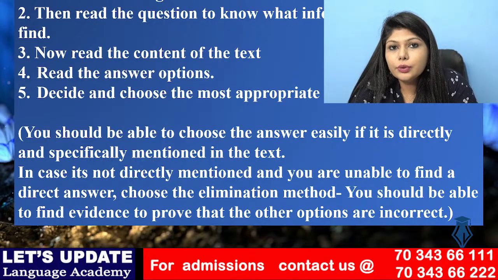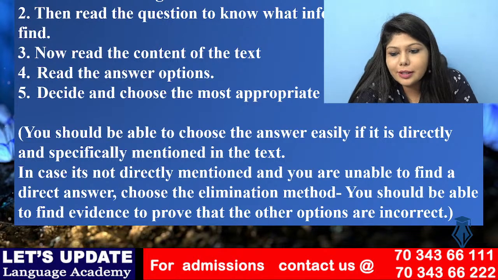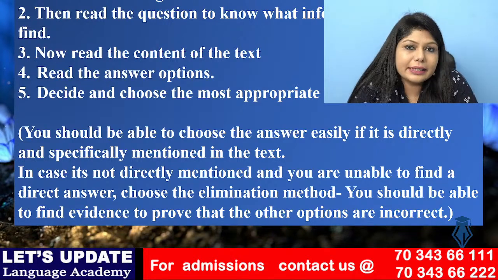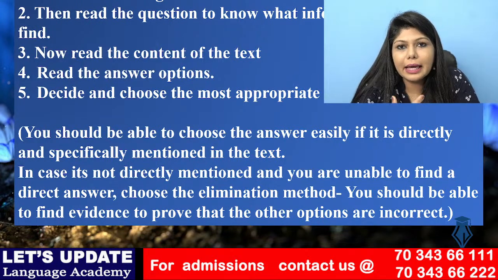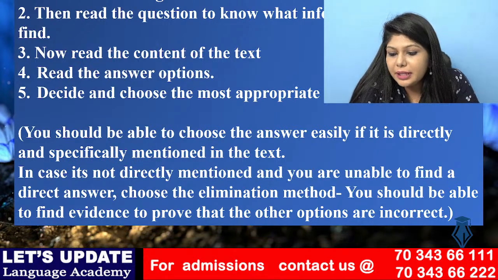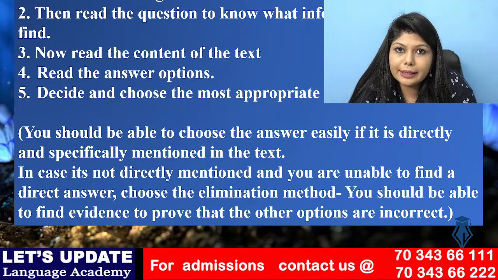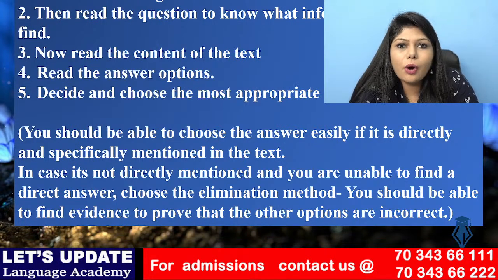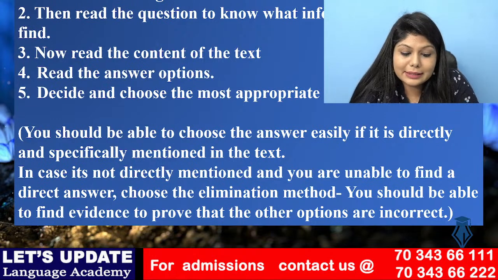Now read the answer options and decide which should be your answer. If the answer is directly mentioned in the text, you can select it directly. Or else, if it is not exactly mentioned, you need to gather information, understand the meaning and come to the conclusion. Then you can use the elimination method. In the elimination method, you should be able to find evidence to prove why the other options are incorrect. Once you do that, you can eliminate all the rest of the options and come to the one correct answer.